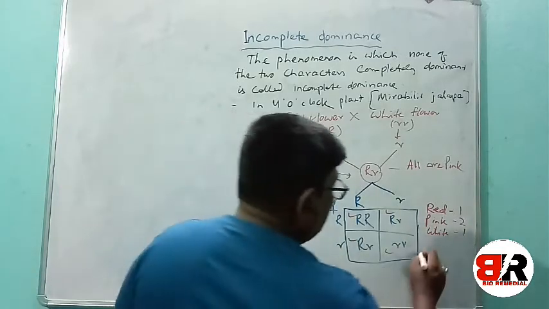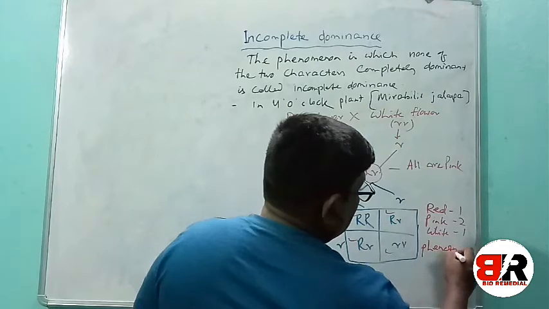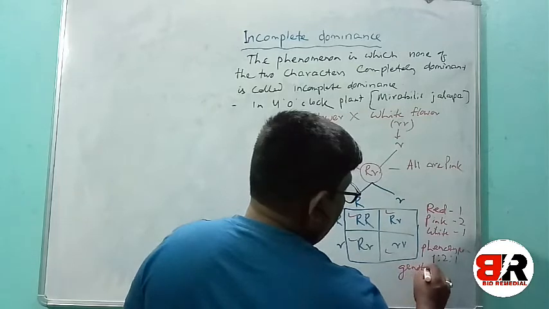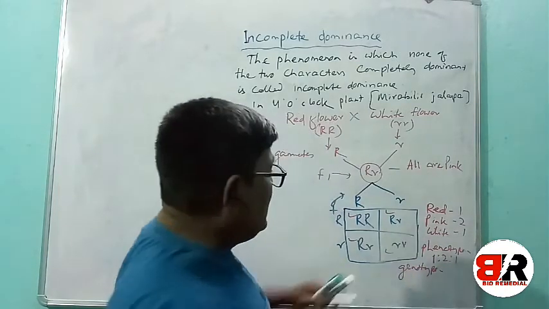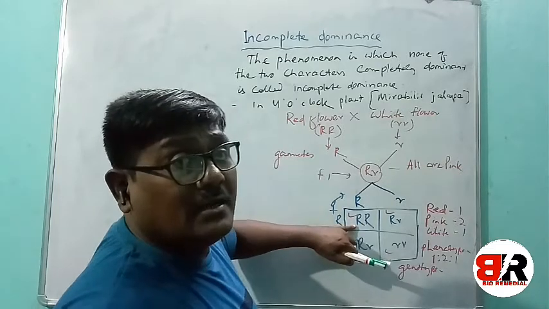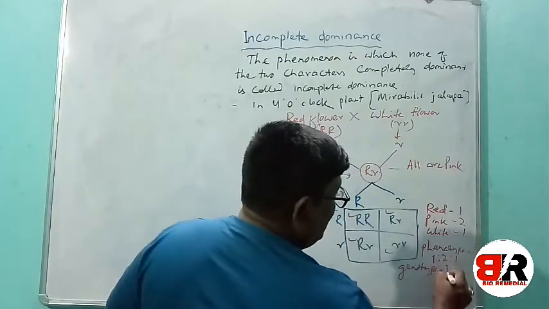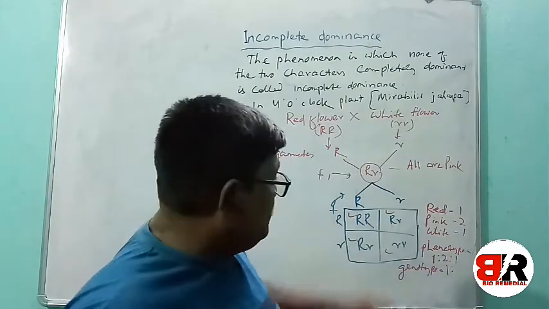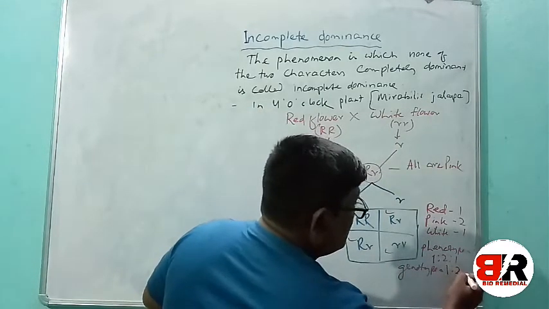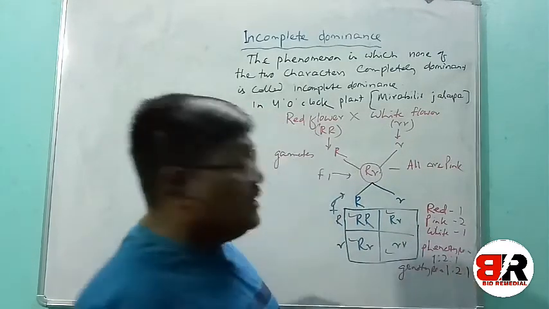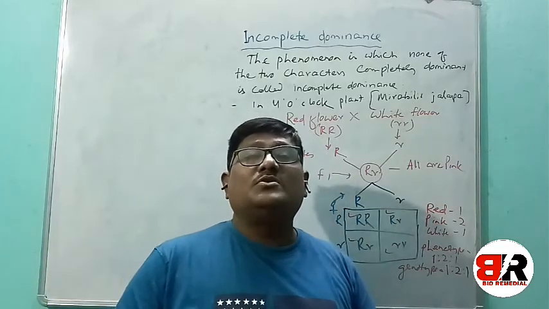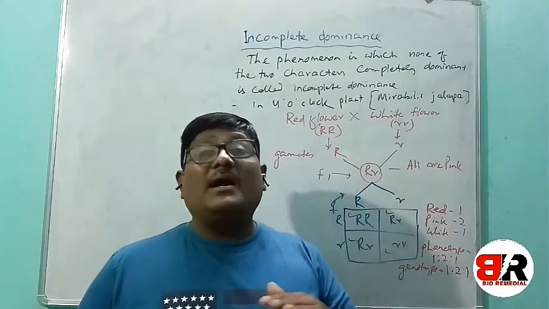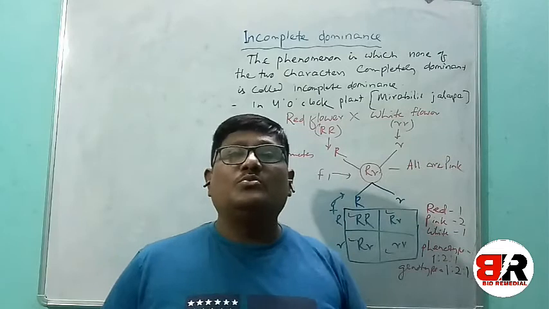So the phenotype ratio we can write down as 1:2:1. Let us look at the genotype. We see 1 capital R capital R, then capital R small r combination you will find in 2 places, so 1:2, then the small r small r combination is 1. So here the genotype ratio is also 1:2:1. So incomplete dominance is the phenomenon where you will find both genotype and phenotype ratios the same, 1:2:1.